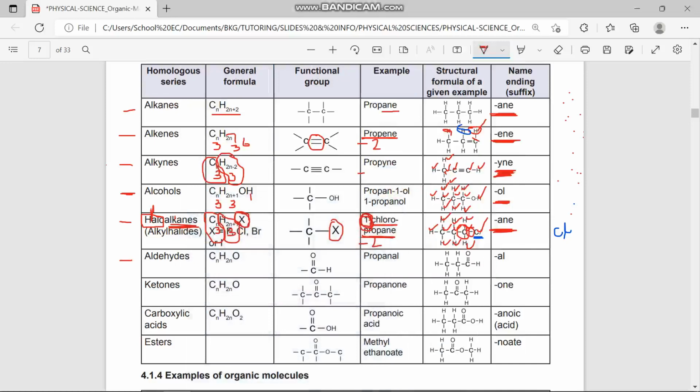Now let's discuss aldehydes. Let's discuss the homologous series of aldehydes. So the general formula of aldehydes is CnH2nO. There's oxygen instead of a halogen, instead of an OH bond, there is only oxygen now. Okay, yes, aldehyde.